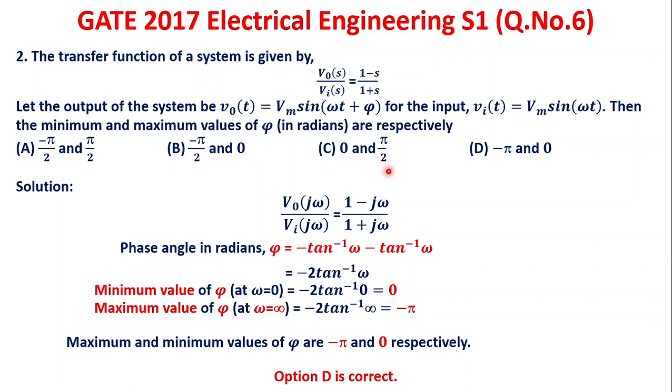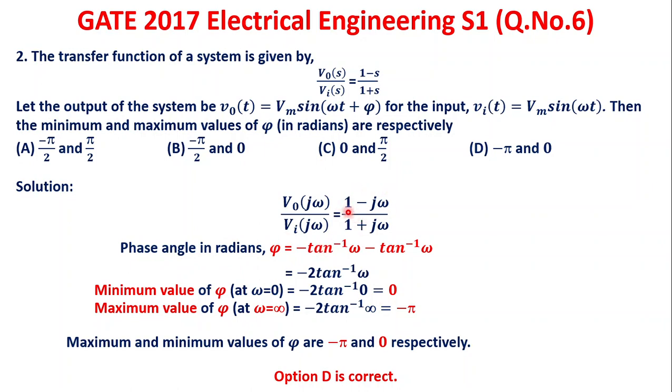Very, very simple problem. We are simply asked the phase angle, phase shift, minimum value, maximum value. Minimum value means what? At omega equal to 0. Maximum value means what? Omega equal to infinity. That's all, because frequency variation is from 0 to infinity only in frequency response analysis. So first you try to express this in frequency domain, that is the frequency response expression. So S equal to j omega, I have written. So phase angle in radians.